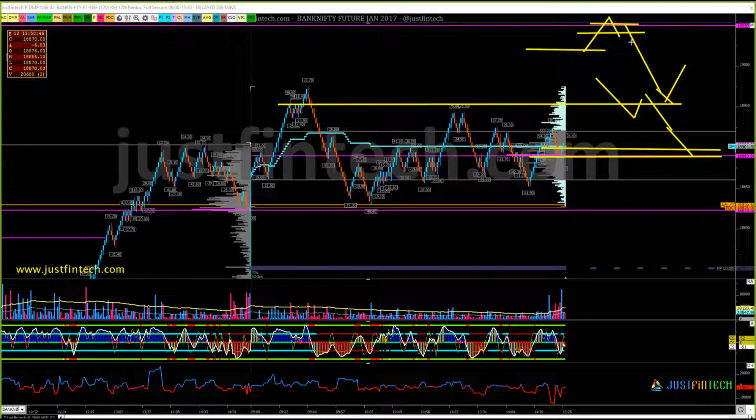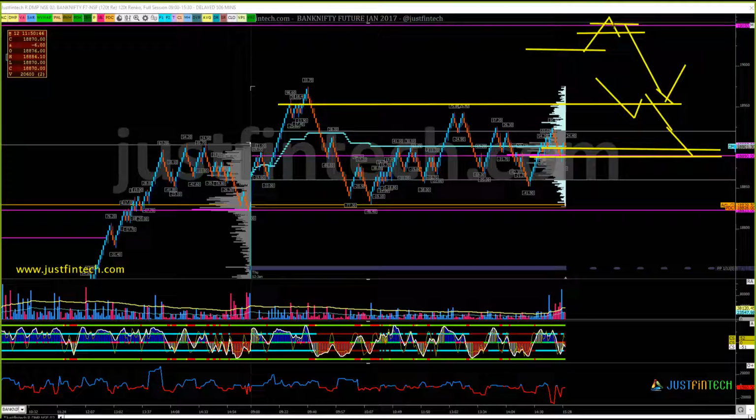And also, in case if it's not creating a balance and not breaking down from here, then I would still watch for it going higher. There is no way that we can stop this. It can still keep on going higher.